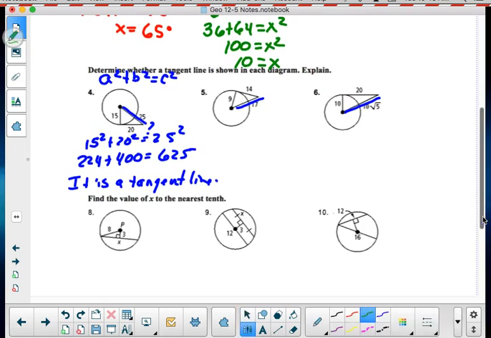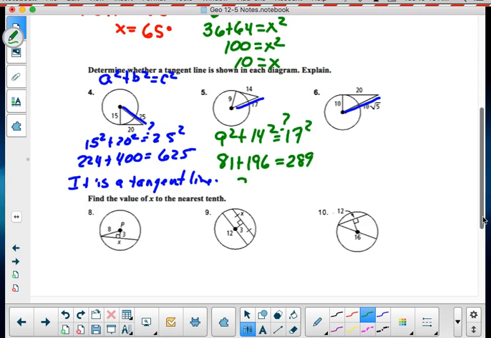Now, this next one, I've got 9 squared plus 14 squared is equal to 17 squared. That's what I'm wondering. Will that be a tangent? Well, I've got 81 plus 196 is equal to 289. Well, in this case, if I add those together, that's 277 is equal to 289. That's not true. So this is not a tangent because it's not a right triangle.